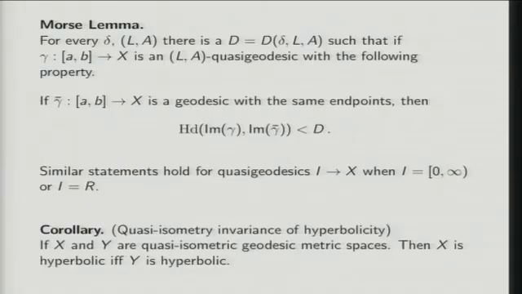So this is the main reason why people talk about hyperbolicity as opposed to a curvature condition, because curvature conditions just are not quasi-isometry invariant. In particular, because of this, if you have a finitely generated group, it makes sense to say that it's hyperbolic, because one Cayley graph will be hyperbolic if and only if every Cayley graph is hyperbolic.